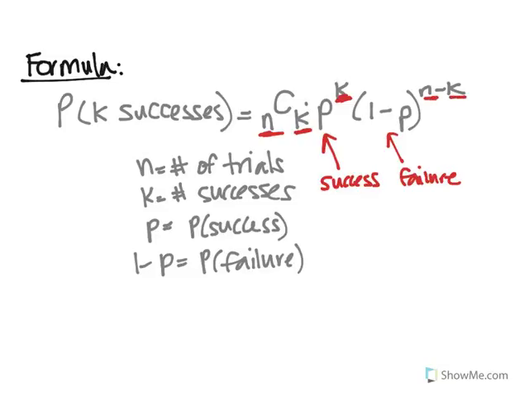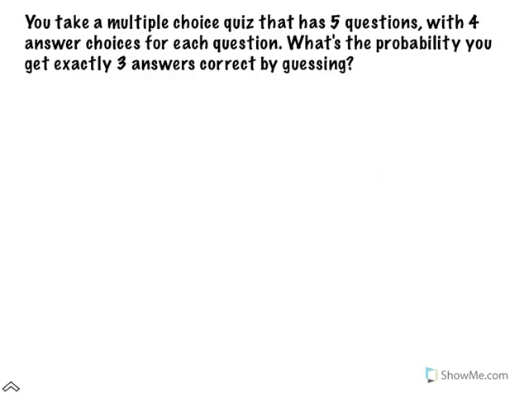So let's go ahead and do an example. This is a binomial probability because you're taking a multiple choice quiz that has 5 questions, and you have 4 answer choices for each question. It asks, what's the probability you'll get exactly 3 answers correct by guessing? The reason it's binomial is that you're either going to get each one correct or wrong, so there are only 2 outcomes. We have 5 trials because there are 5 questions that we're either going to get right or get wrong.